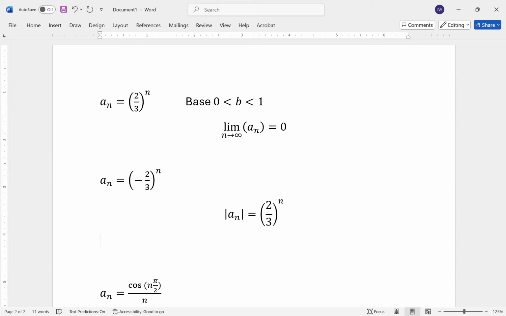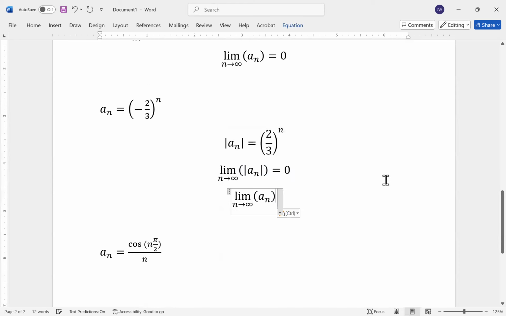Therefore, the limit of the absolute value of a sub n is equal to 0. And this means, based on the absolute value theorem, that the limit of my sequence, where we have negative 2/3 to the nth power, is also 0.